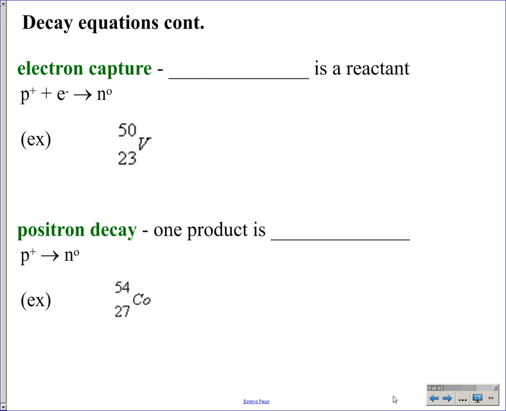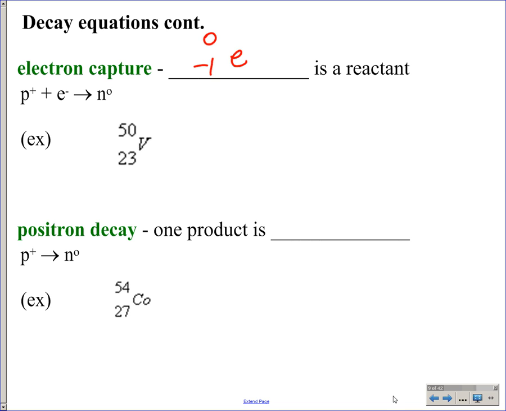Second, we've got a couple different ones. These are some that you've probably never heard of. So these are called electron capture and positron decay. Electron capture is slightly different. It's where the particle is actually a reactant. So we've got this particle, this electron, which is the same symbol as before. But it's actually going to be part of the reactant side, not the product side.